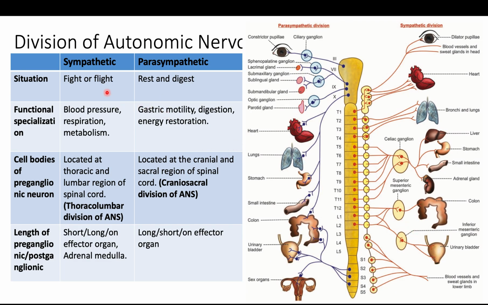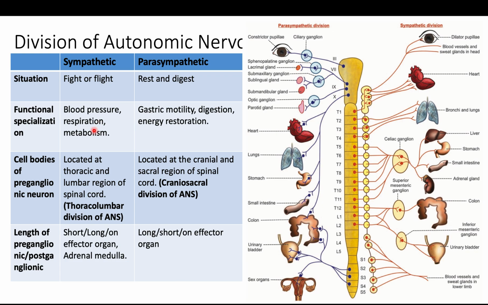Okay, so now let's move on to the differences in the divisions of the autonomic nervous system, sympathetic and parasympathetic. Sympathetic is going to control the fight or flight response, and parasympathetic is going to control rest and digest. Functional specialization for sympathetic is to regulate your blood pressure, your respiration, your metabolism, and parasympathetic is majorly focused on gastric motility, digestion, and energy restoration. Whatever the anabolism process, meaning the restoring of energy, belongs to parasympathetic. The catabolism process, the breakdown of energy to do something, belongs to the sympathetic nervous system.